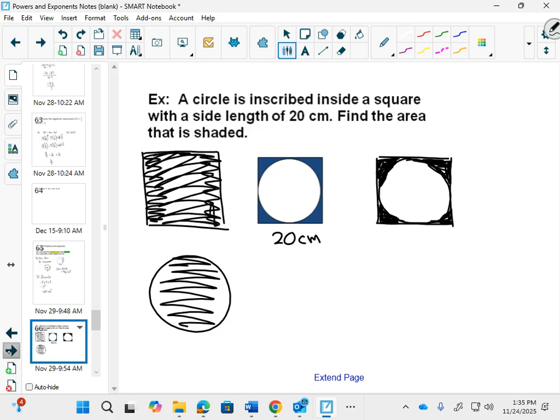I'm just going to spend some time coloring because obviously I'm really good at it. There we go.